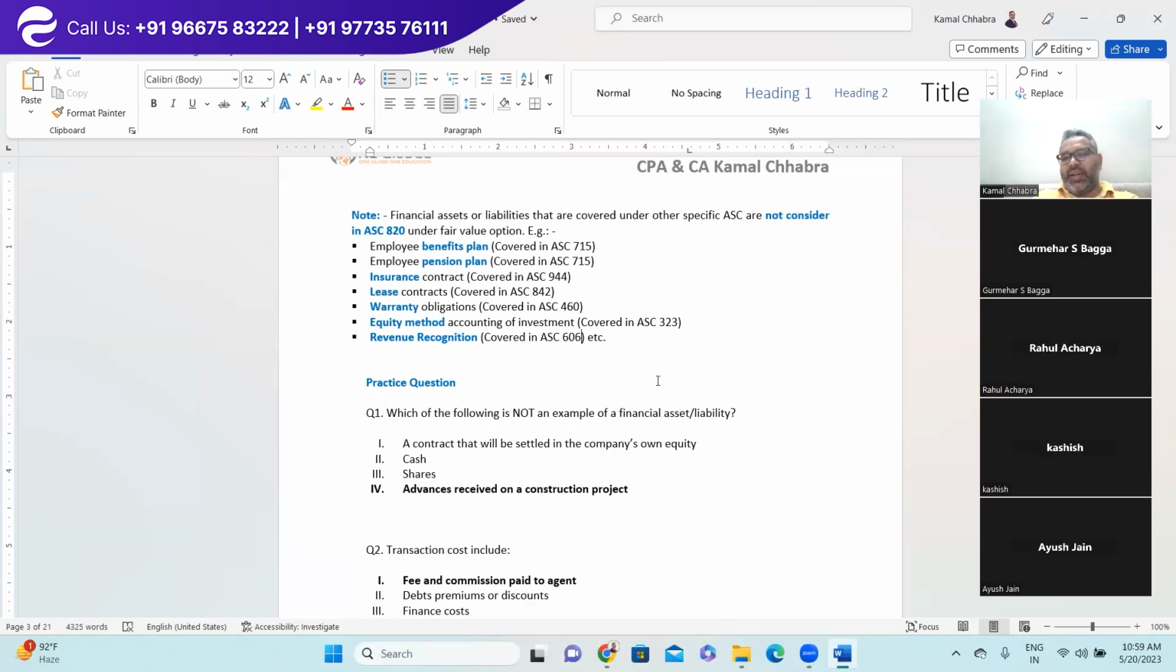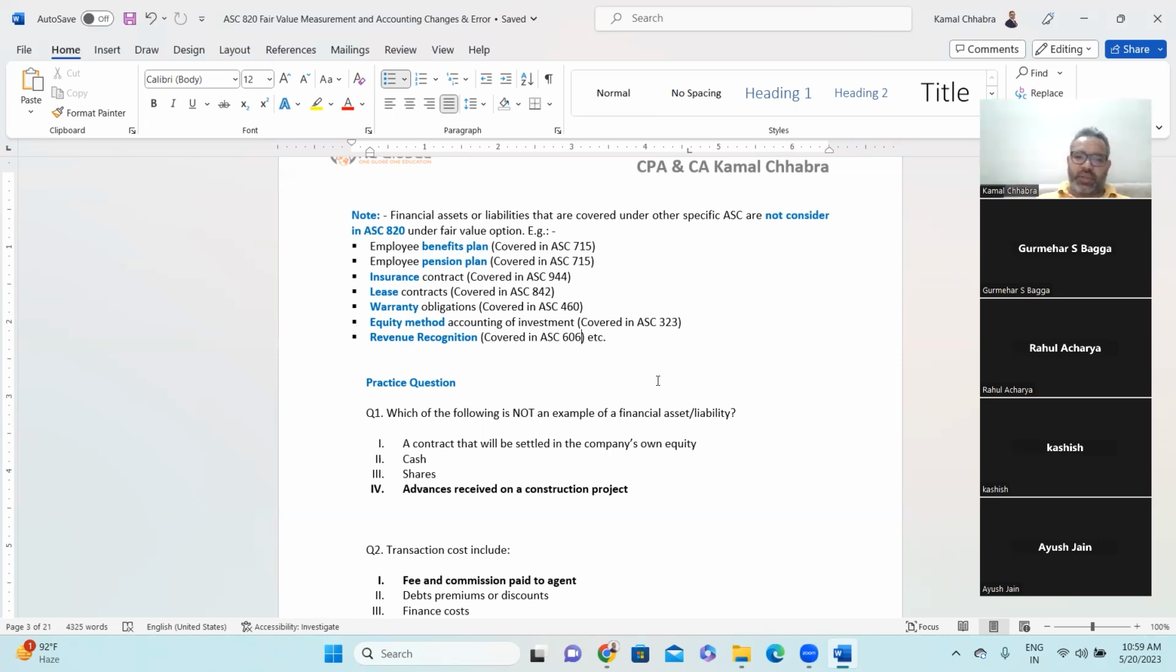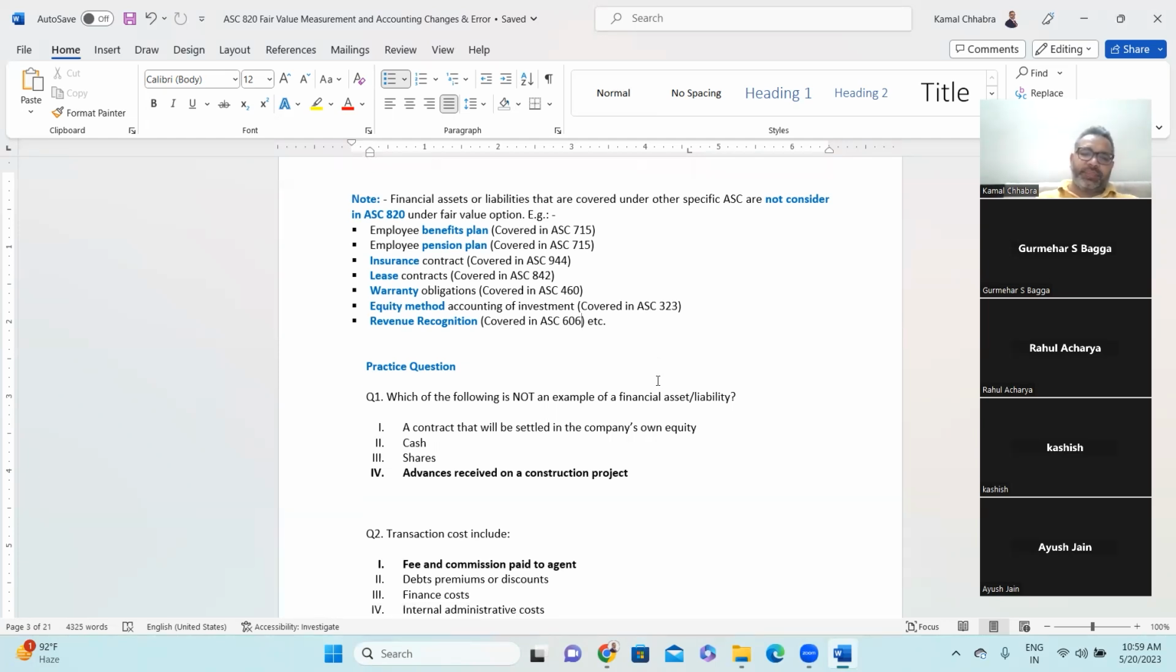Second one is cash. Cash is always a financial asset. Shares is also a financial asset and liability. Fourth one is advance received on a construction project. That means you have received money, right? But in response to that, you need to do the work. So that is your advance received from customer. So it's not your financial assets and liability. Hence the fourth option is right.